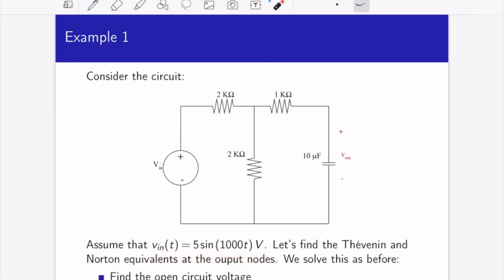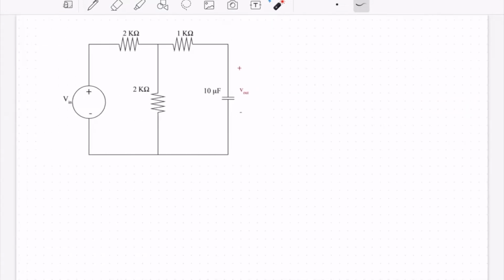and your assignment is to find the Thevenin and the Norton equivalents at the output nodes for this circuit with this input, and I'll give you the values shown. Okay, so let's do that. We could do mesh or nodal analysis. I'm going to do nodal analysis because that's what I've been enjoying lately. You could do it either way.